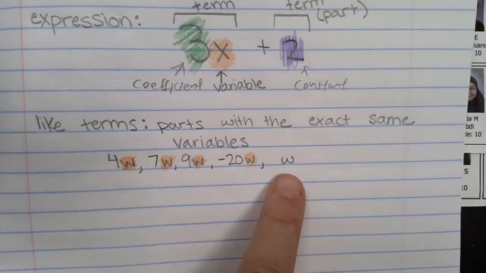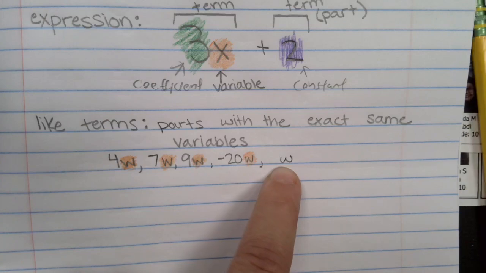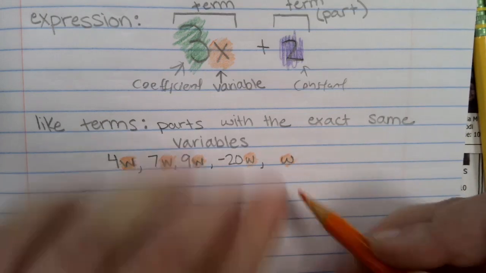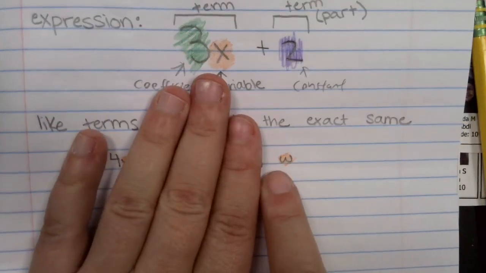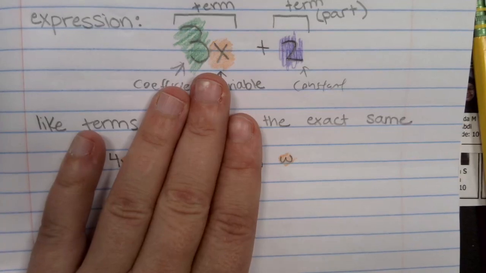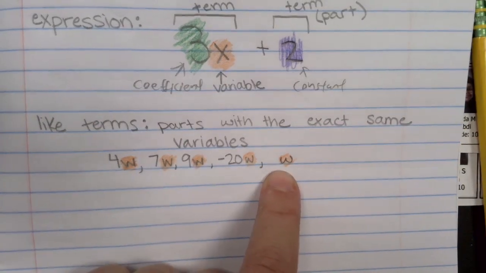When I see just W, how many W's is that? Let me say that again. When I see just that W, what's my coefficient of that W? How many W's is it? 1. It's 1 W. So just W works.